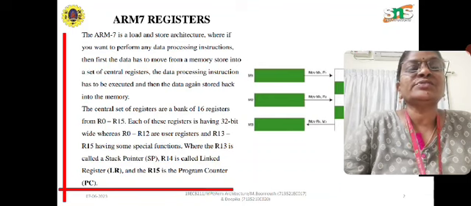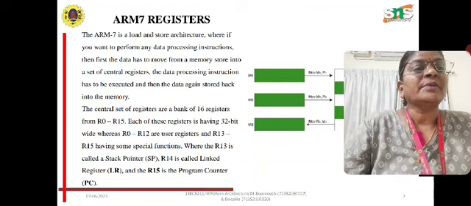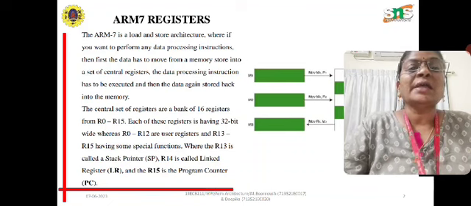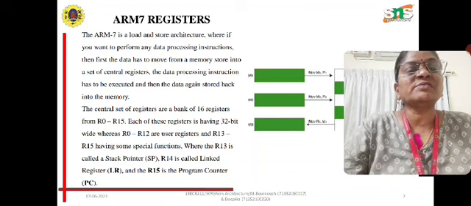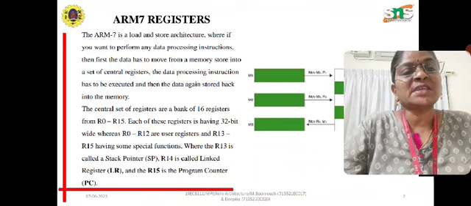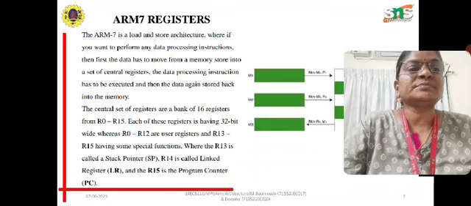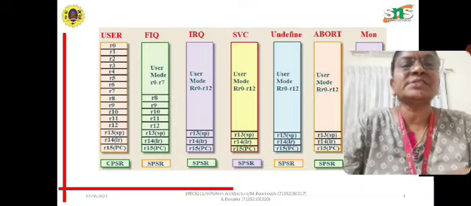The central set of registers is a bank of 16 registers from R0 to R15. Each of these registers is 32 bits wide, whereas R0 to R12 are user registers and R13 to R15 have some special functions, where R13 is called the stack pointer, that is SP, and R14 is called the link register, LR. So SP, LR and PC: SP is the stack pointer, LR is the link register, and PC is the program counter. Okay, these are the types of registers.